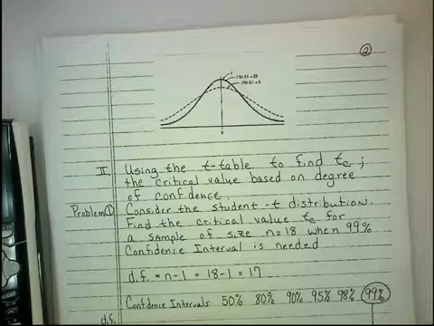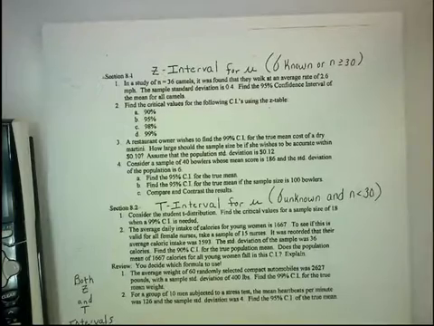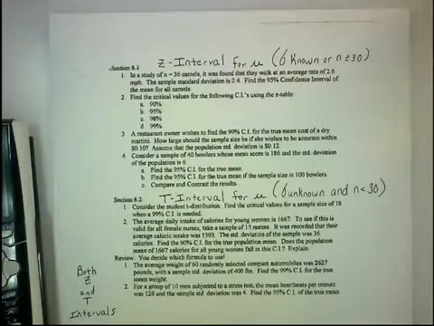So let's start problem number 1, and see why it is a t and not a z. Consider the student t-distribution. Find the critical value t sub c for a sample size of 18 when a 99% confidence interval is needed. This is not even a complete problem.